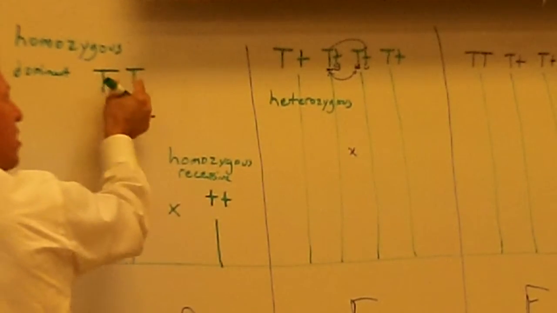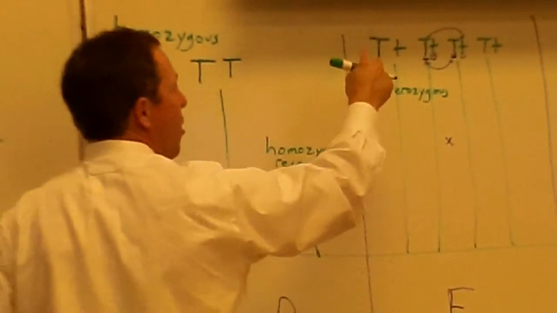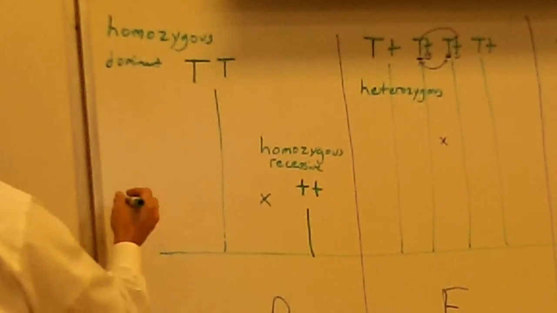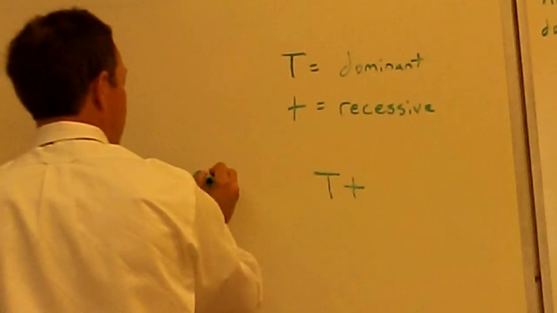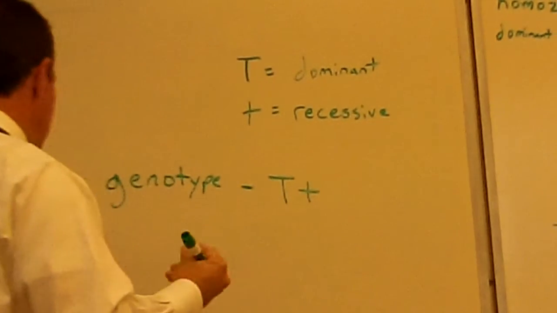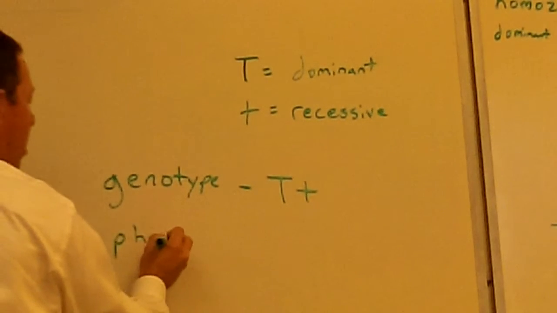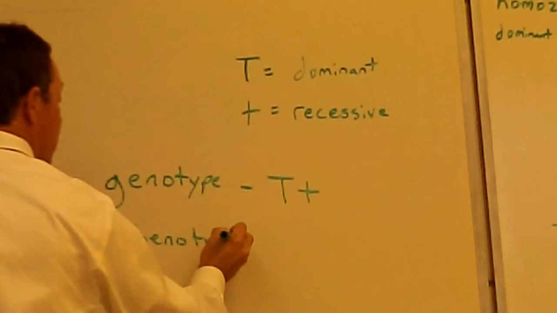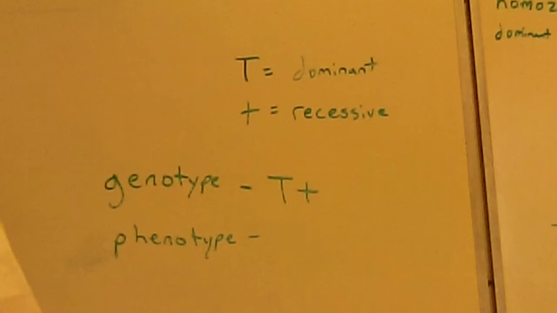Now, he also had a word that means, if you're referring to the two alleles, like when I say big T, or big T, little t, I'm talking about the genotype. The genotype is the letters, the alleles. There's another word he used called phenotype.